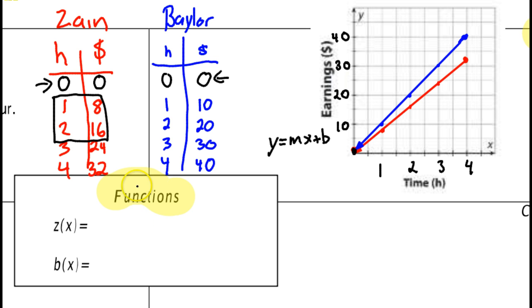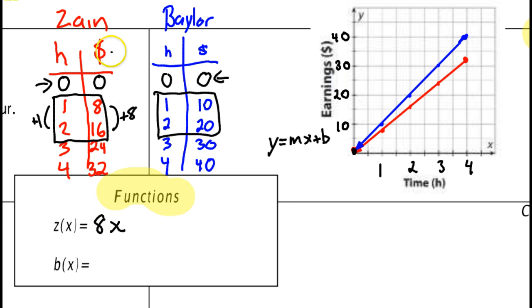Okay. So what is the slope for Zane? And what is the slope for Baylor? The y's go up by 8. The x's go up by 1. 8 over 1, or just 8x. Which, of course, coincides with $8 an hour.